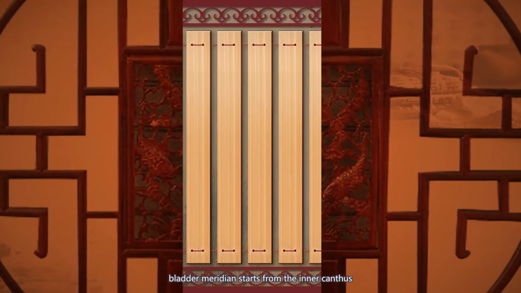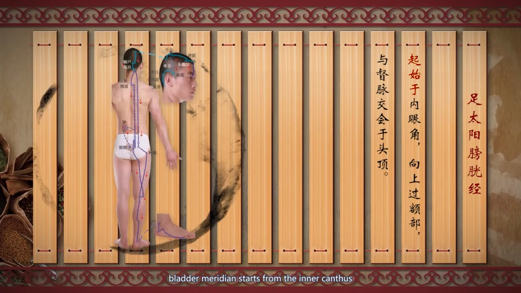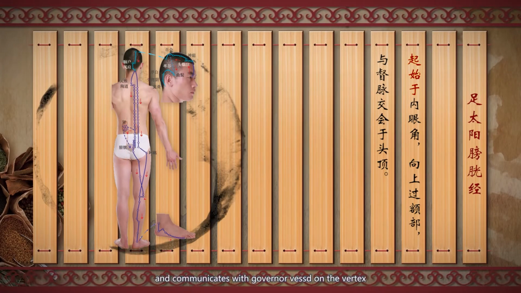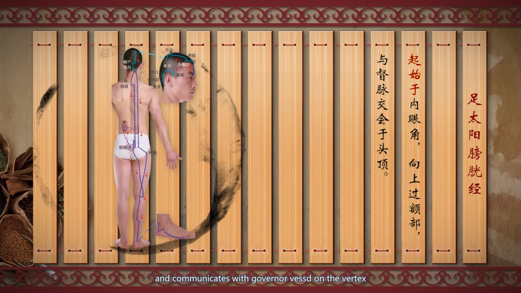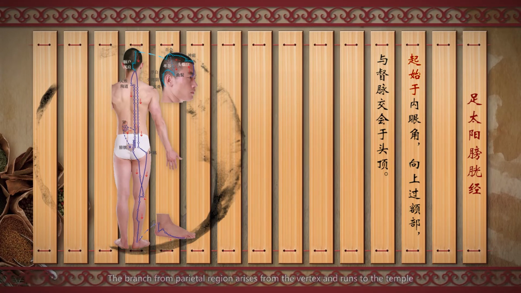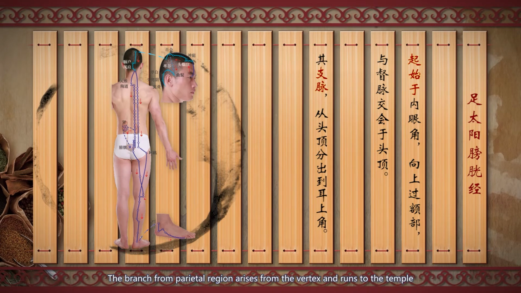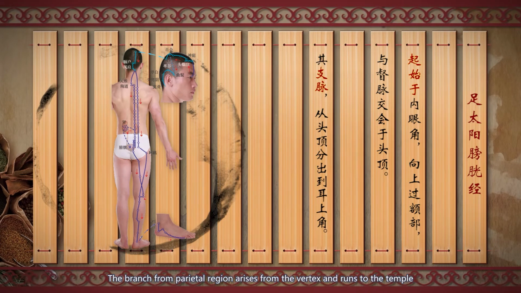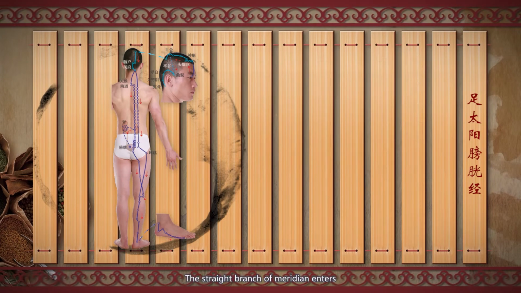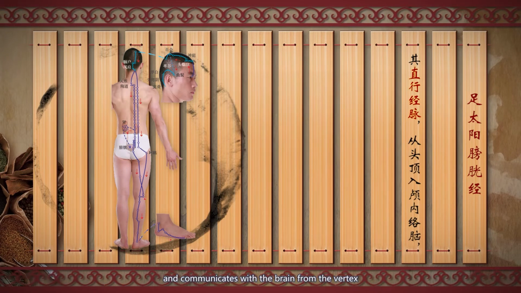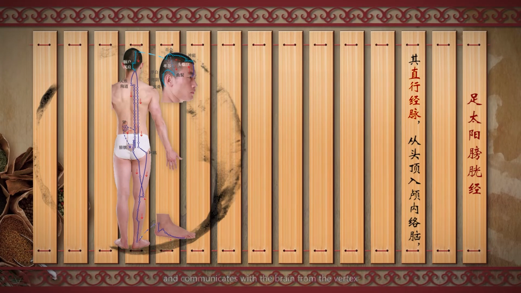So how does it work? Let's take a closer look. The bladder meridian starts from the inner canthus and then ascends to the forehead, communicating with the governor vessel on the vertex. The branch from the parietal region arises from the vertex and runs to the temple. The straight branch of the meridian enters and communicates with the brain from the vertex.